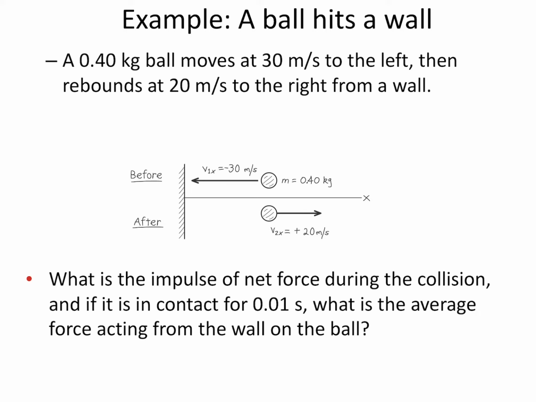Another example: you have a 0.4 kilogram ball moving at 30 meters per second to the left at the beginning, then it rebounds off the wall, and after the rebound, its velocity is 20 meters per second. What's the impulse during the collision? And if it's in contact for 0.01 second, what's the average force acting on the wall?